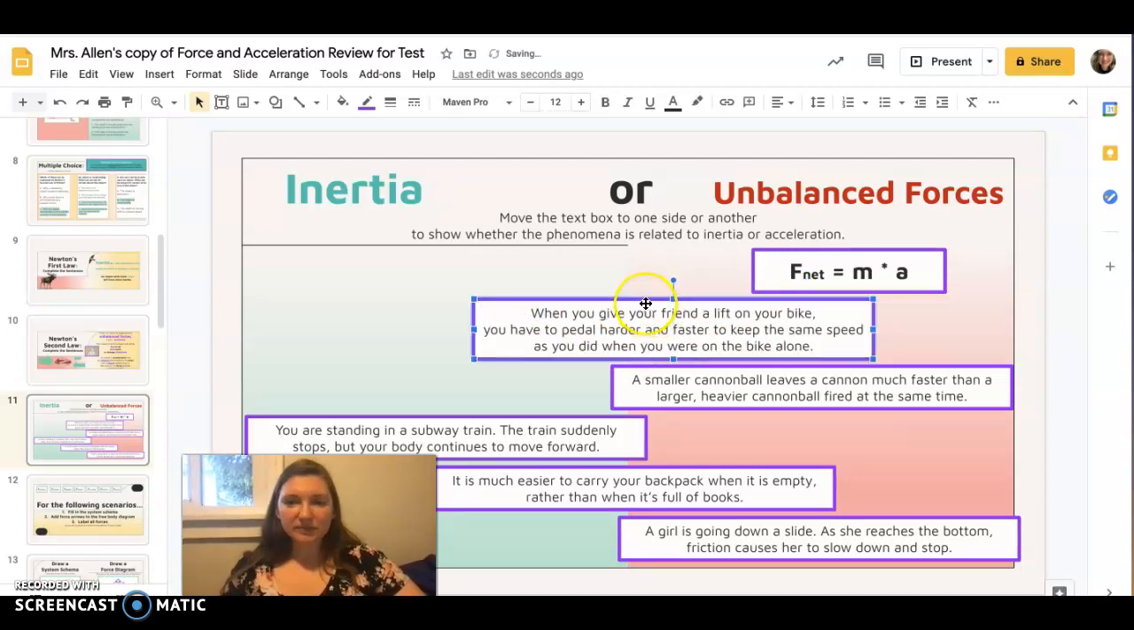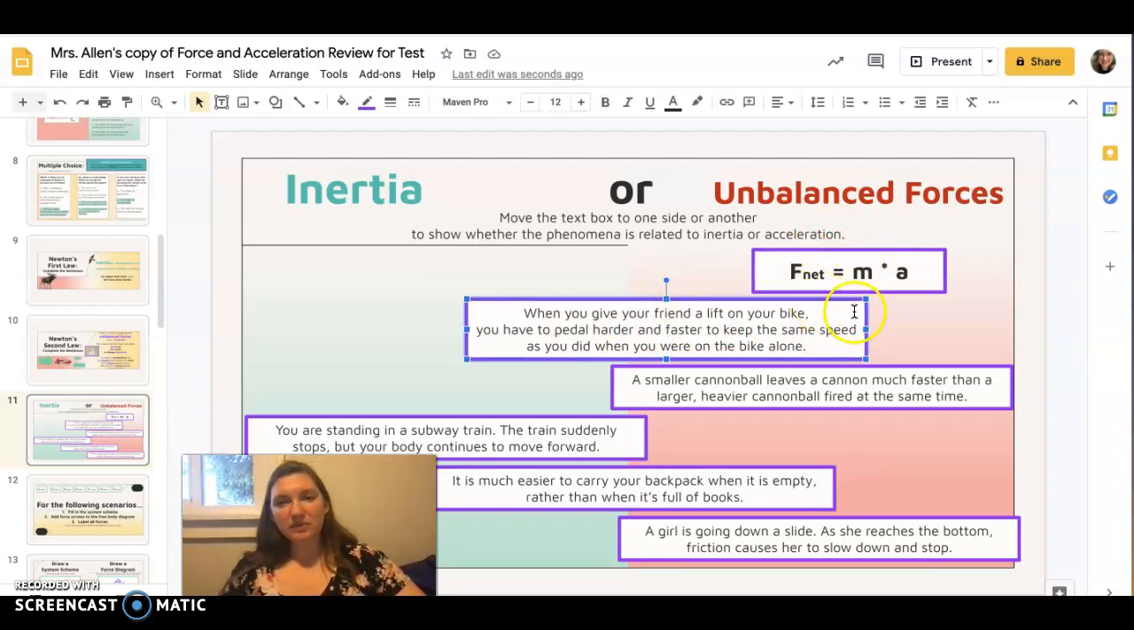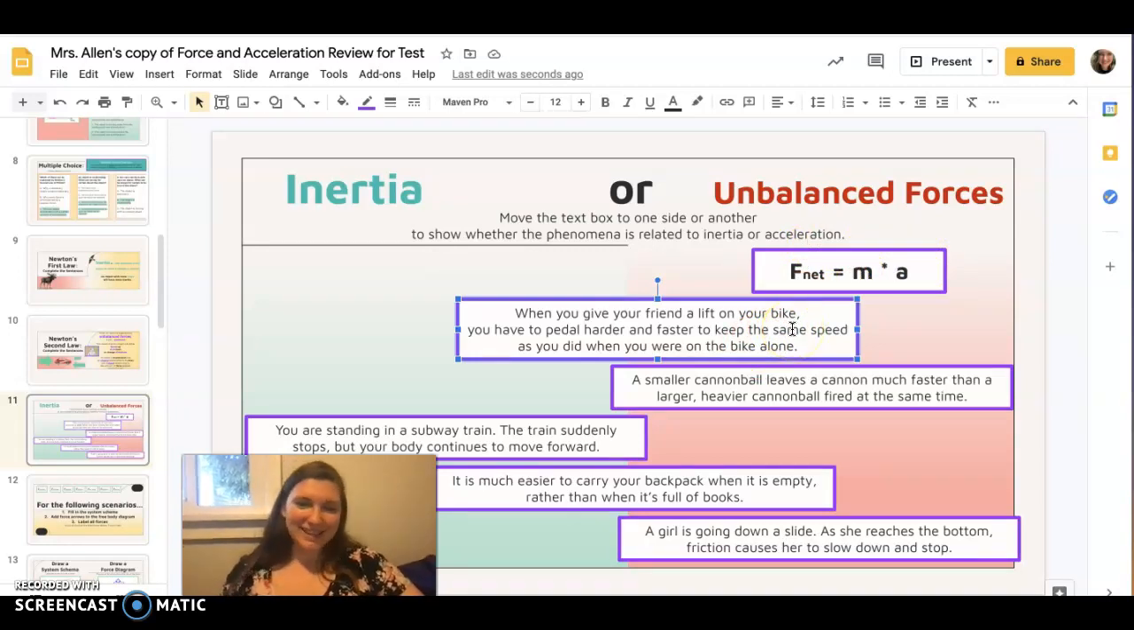But you have to pedal harder and faster to keep the same speed. So it's kind of this one too. To keep the same speed. Yeah, I mean, it's kind of both ways. Because if you're more massive, it's going to take more of a net force to accelerate you. But this is talking about the same speed, so it's kind of both.